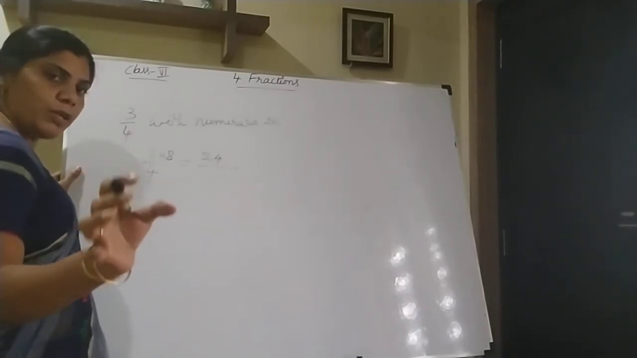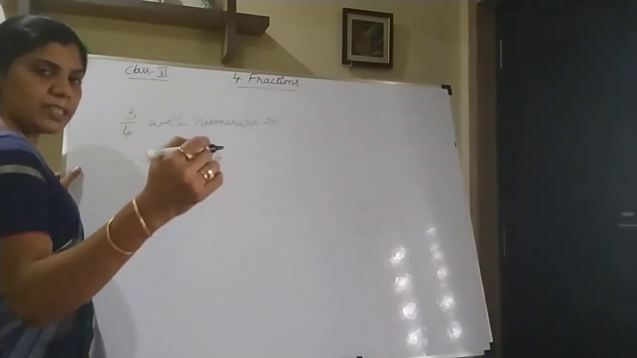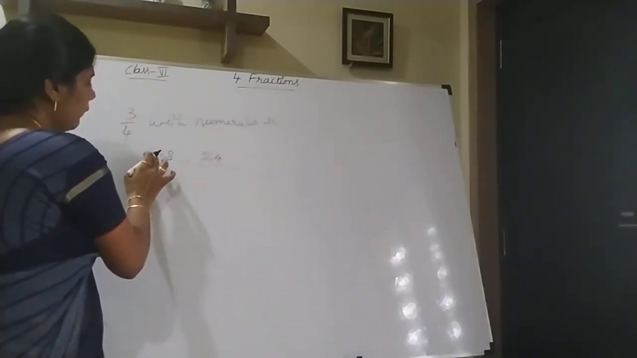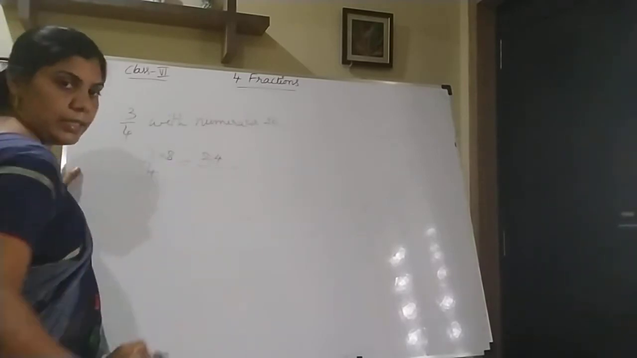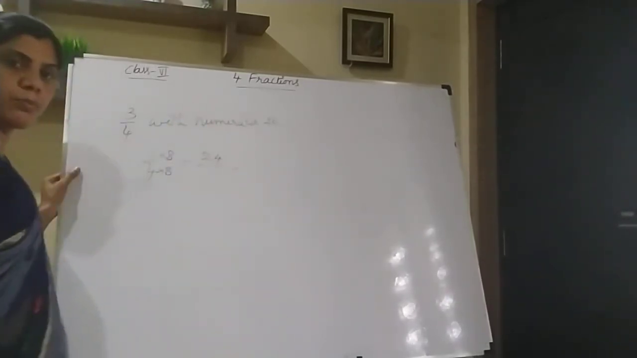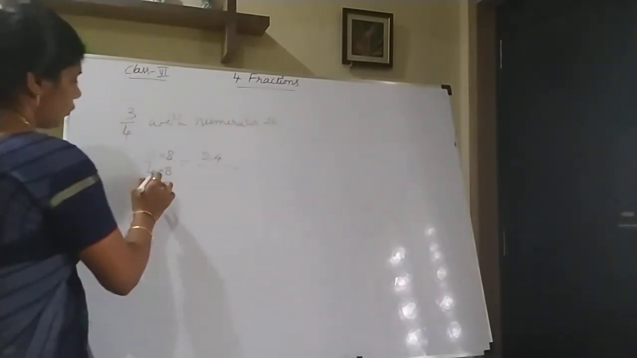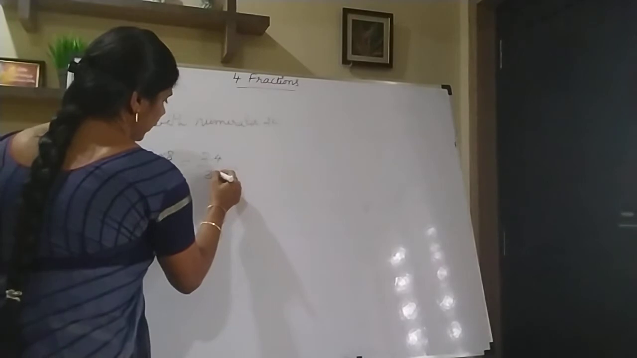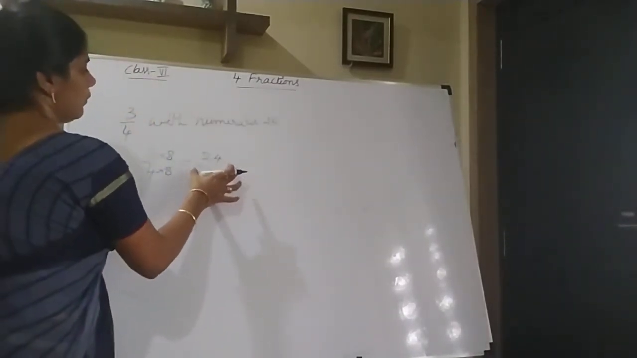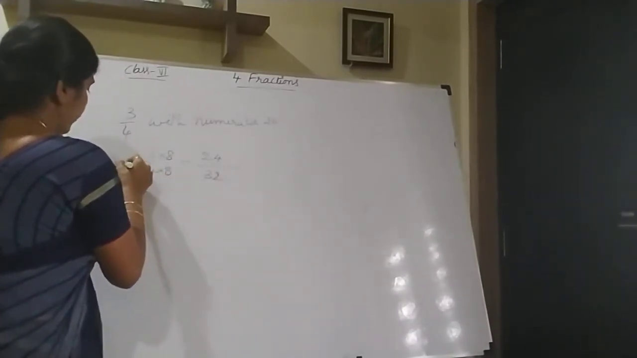Equivalent fraction means what we have learned? Both numerator and denominator, we have to multiply with the same number only. So here we are getting 24 if you multiply 3 with 8. Same thing we have to do. In the denominator also we have to multiply with 8 only. So 4, 8, 32. Okay. So now we get the equivalent fraction for this 3 by 4.